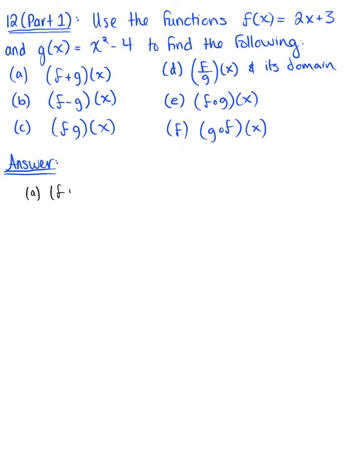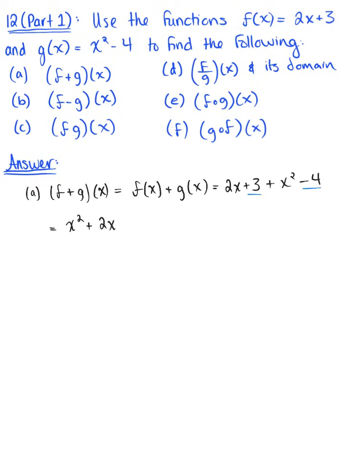So we have f plus g of x. And so we know this, of course, separates to f of x plus g of x. And we can go ahead now and plug our given functions in. So we have 2x plus 3 for f of x. And now we're adding g of x, which is x squared minus 4. And to simplify, we want to combine our like terms, which gives us a beautiful final answer of x squared plus 2x minus 1.